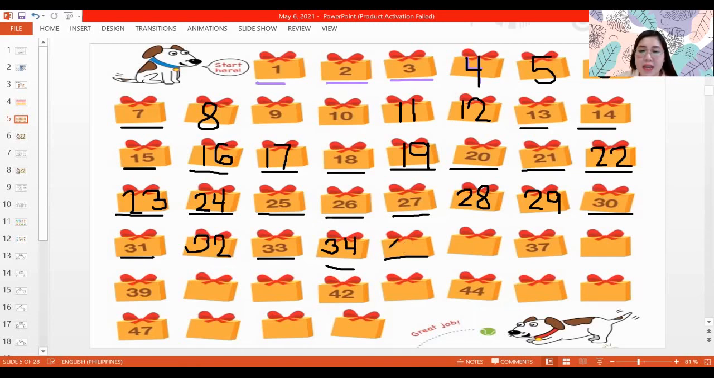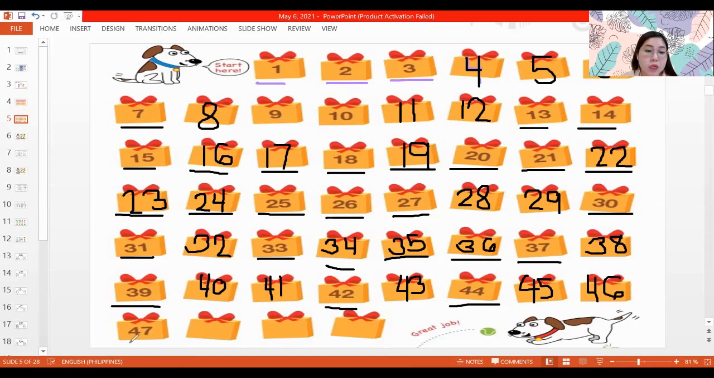34, 35. 3 and 5. 35, 36. 3 and the number 6. 37, 38. 3 and the number 8. 38, 39, 40. 4 and 0. 40, 41. 4 and 1. 41, 42, 43. 4 and 3. 44. 45. 4 and 5.